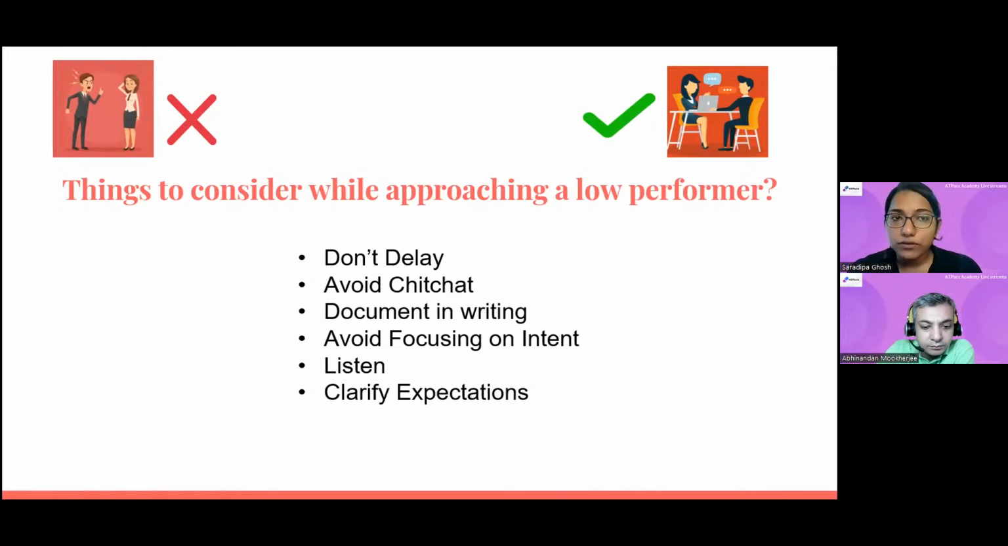Listen to what the employee is trying to say, and you can understand the problem more carefully if you listen to that person. Then there is clarify expectation. You should be specific about what you are expecting from them and what you think they are lacking. This may help you identify the problem easily. You can come to a solution then accordingly.